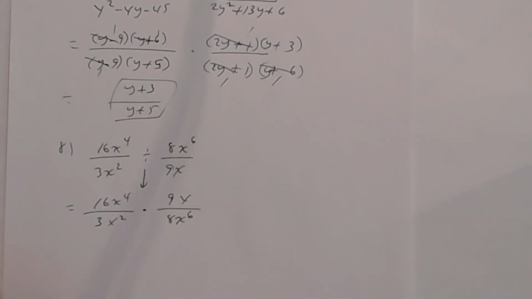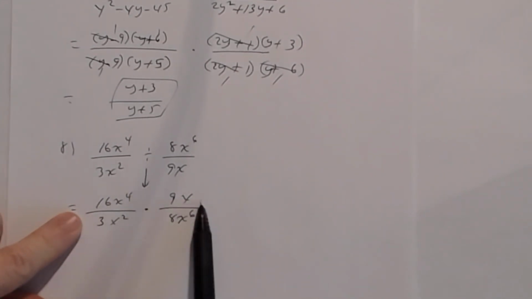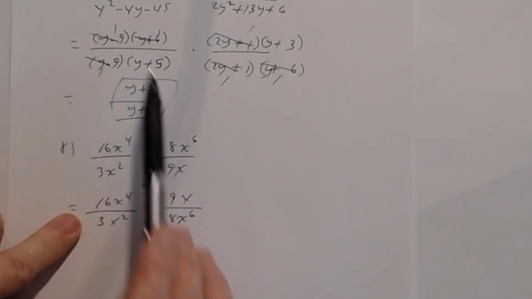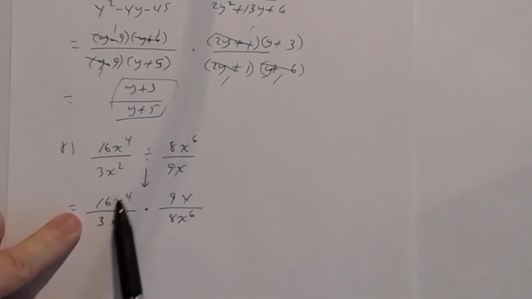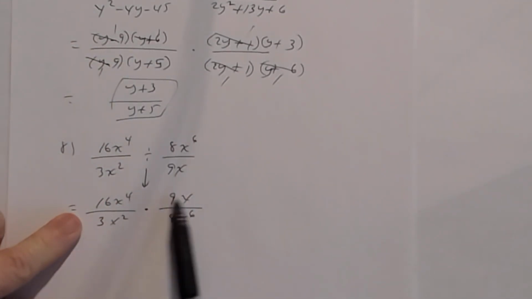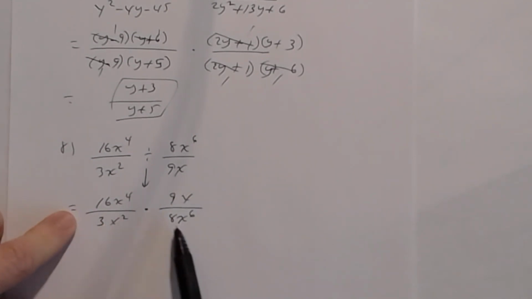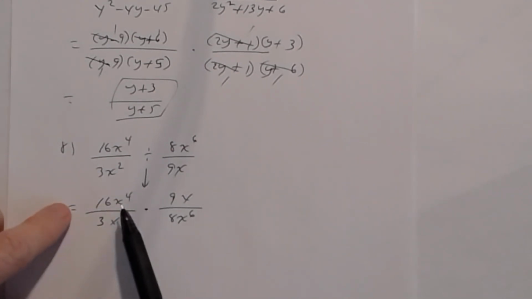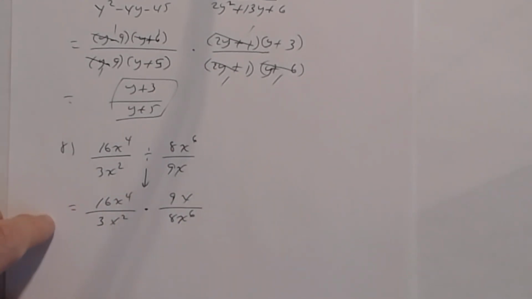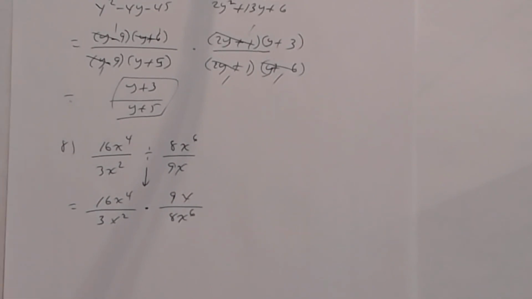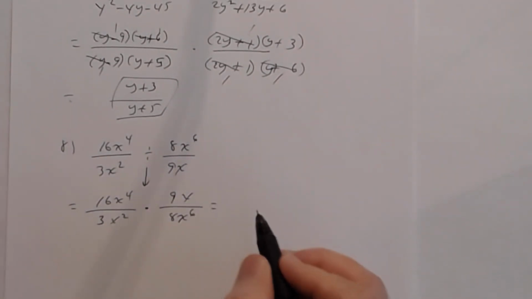All right. Now here's what throws students off. So notice these are all monomial factors. There are no binomials anywhere. They're all monomials. 16 times x to the 4th times 9 times x, over 3 times x squared times 8 times x to the 6th. So what confuses them is there are these x's all over the place. That's what confuses students. Well, if that's the case, then what you may want to do is remember this.